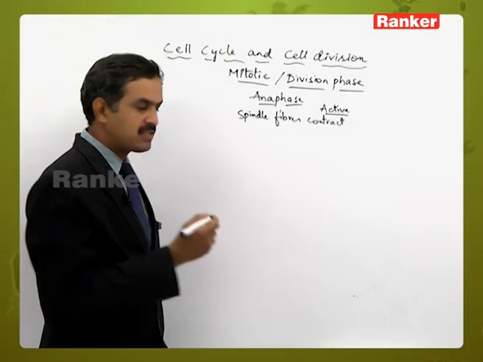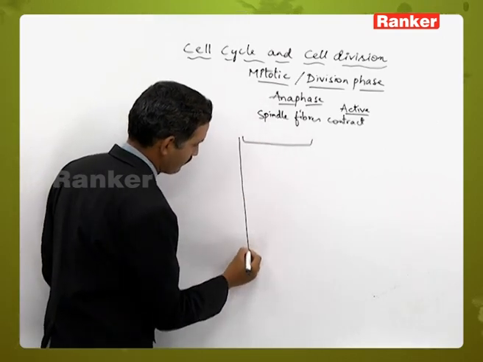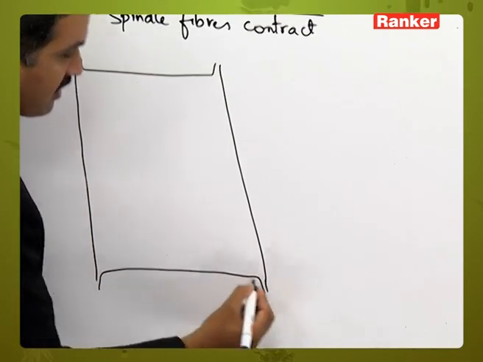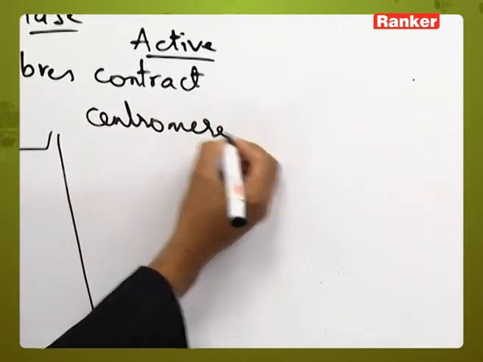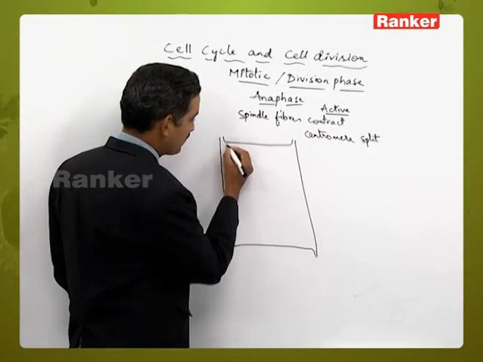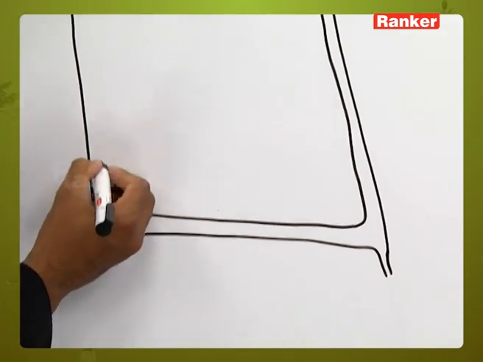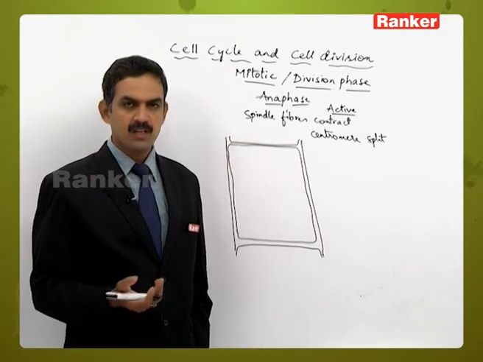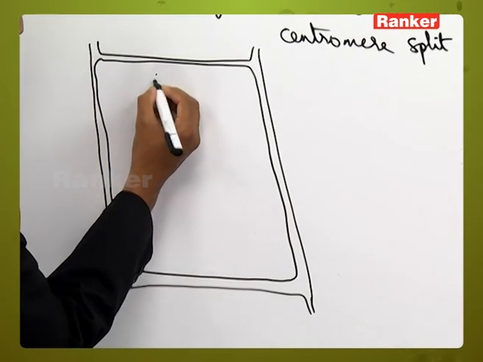When they contract, pressure will be exerted on the centromeres of the chromosomes. As pressure is exerted, the centromere will split. If you see the diagram here, when the centromere splits, each chromatid will be separated from the other, and each chromatid will acquire a little bit of the centromere and act as an independent chromosome. So here the daughter chromosomes will be formed.